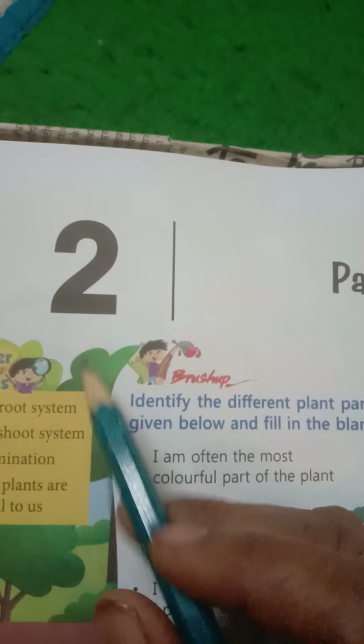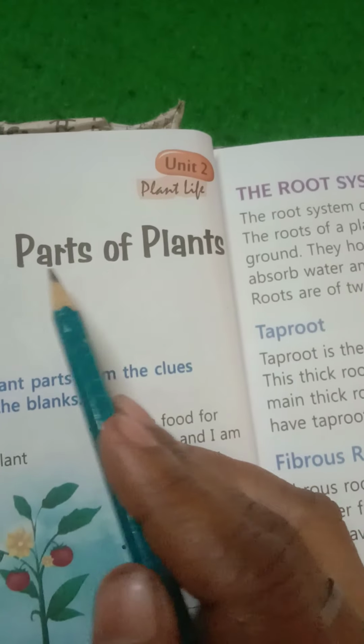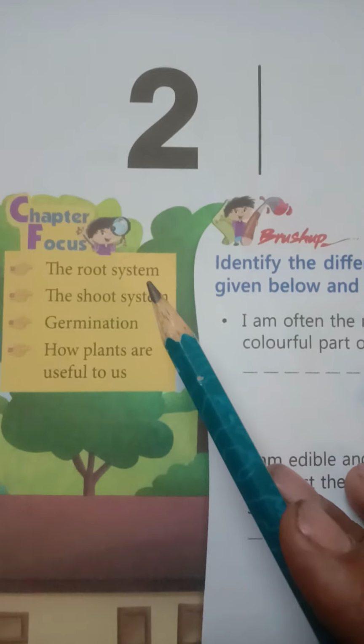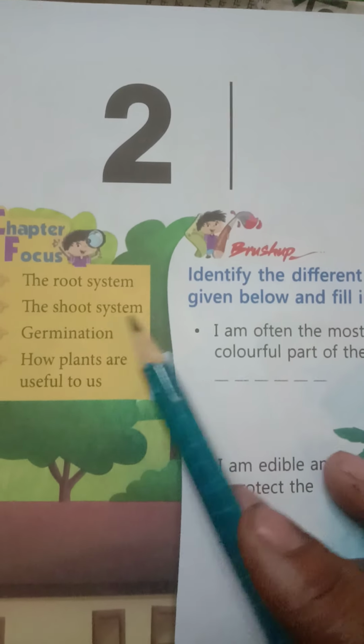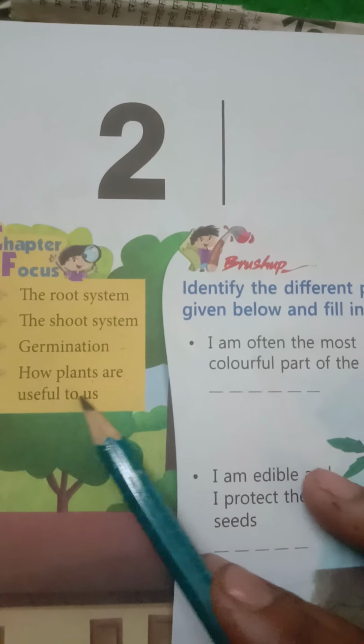Student, after completing lesson 1, today we will start lesson 2, that is parts of a plant. Okay. So student, you know plants are living things. Now let's start lesson 2, parts of a plant. In this chapter we will study the root system, the shoot system, germination, and how plants are useful to us.